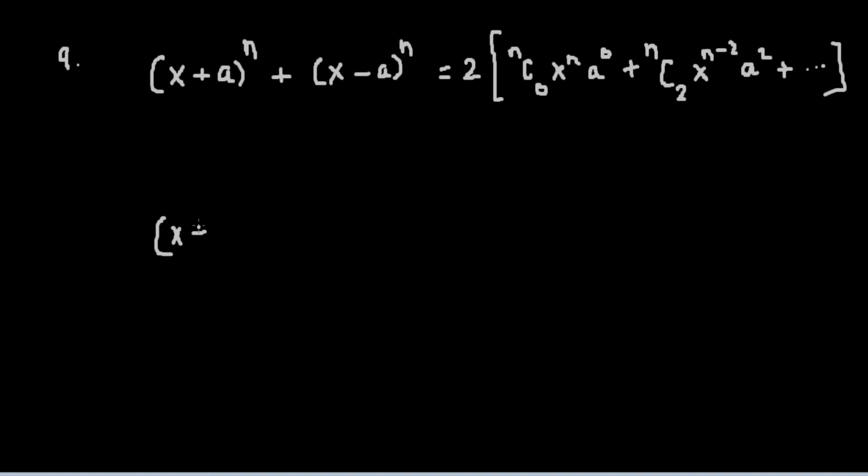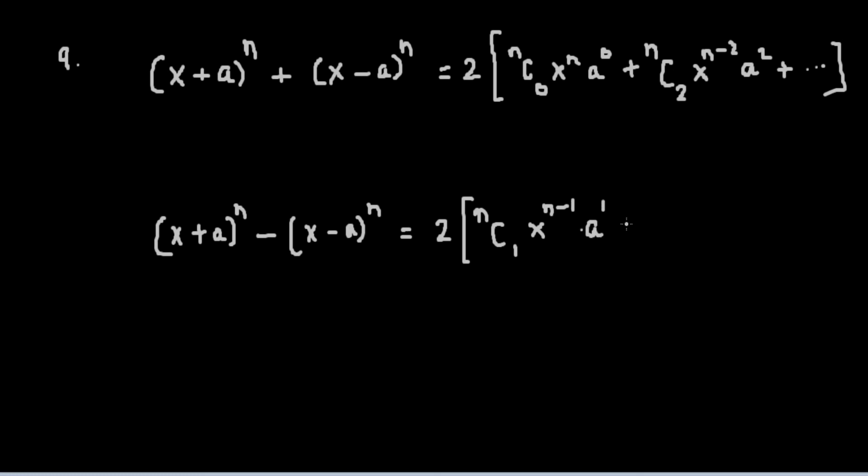Second one is x plus a to the power of n minus x minus a raised to the power of n. This is equal to 2 times, now in the previous case it started from nC0, now it's going to start from nC1. So x raised to the power of n minus 1, a raised to the power of 1, plus nC3, x raised to the power of n minus 3 times a cube, and so on. So these are the 9 conclusions that we can draw from our binomial theorem.